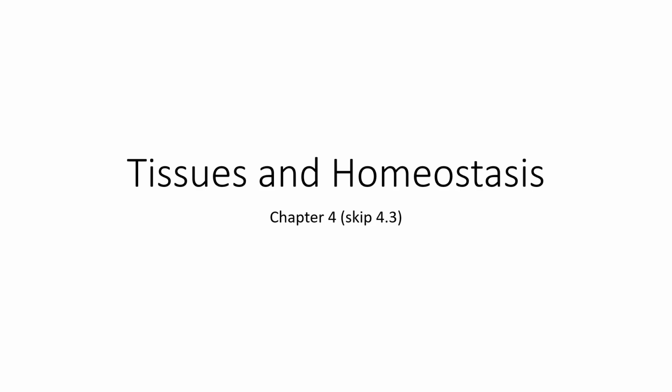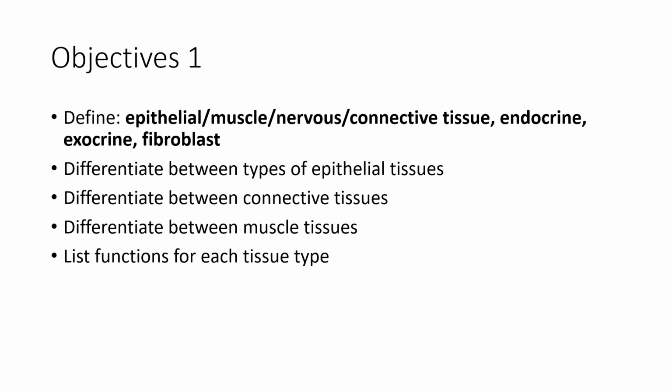In this lecture, we are going to discuss tissues as part of a two-part lecture on tissues and homeostasis. By the end of this lecture, you should be able to define epithelial, muscle, nervous, and connective tissues, the endocrine and exocrine glands, and what a fibroblast is. Be able to differentiate between different types of epithelial tissues, meaning that you will need to define each type of epithelial tissue and compare them.